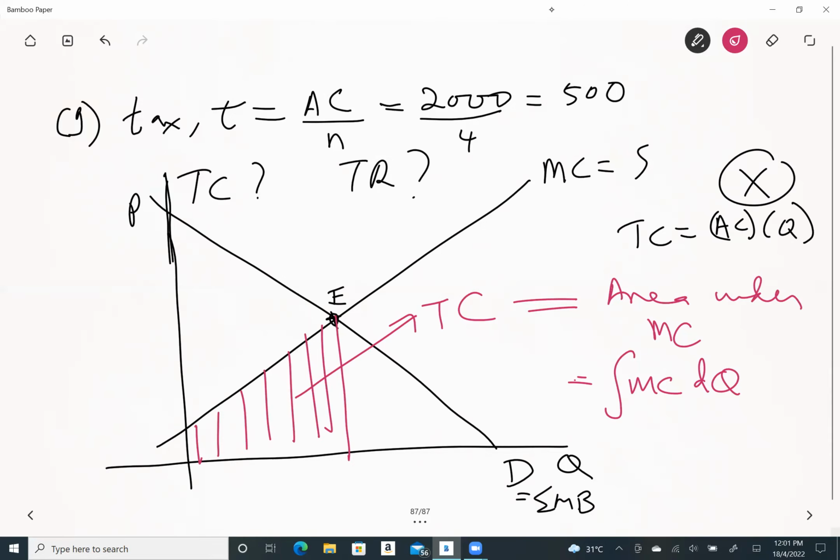Now, what is the revenue? The revenue that you get would be the area of the rectangle. Then the cost is the area under the marginal cost. So what happened here? That is question number 2. What about the revenue and the cost?